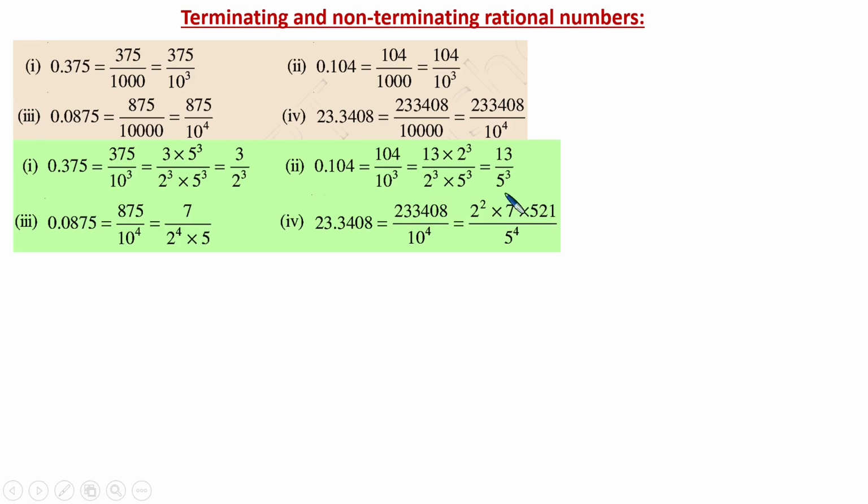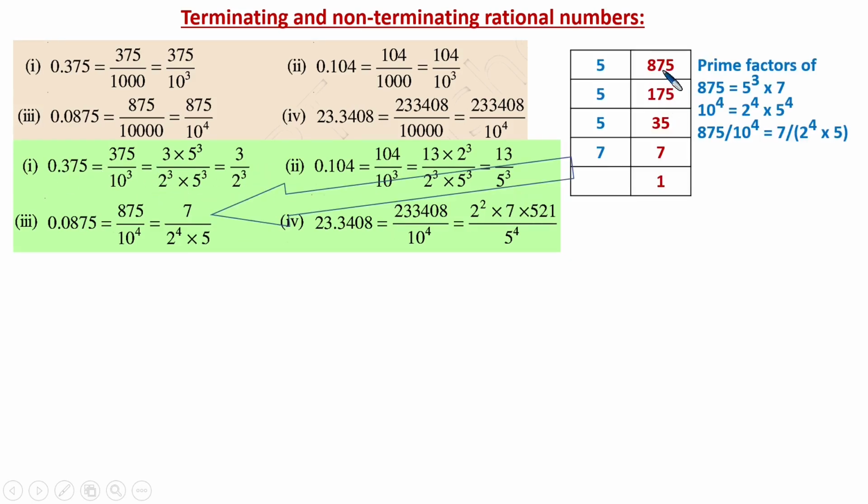So similarly I can write this decimal number as a ratio. Here I have just shown what 875 is. 875 is 5 into 5 into 5 into 7, that is 5 cubed into 7. And 10 to the power 4 is 2 to the power 4 into 5 to the power 4. So this 5 cubed will get cancelled with the 5 cubed here. Here I have written the prime factors of 875. So just go through this. These are very simple things.